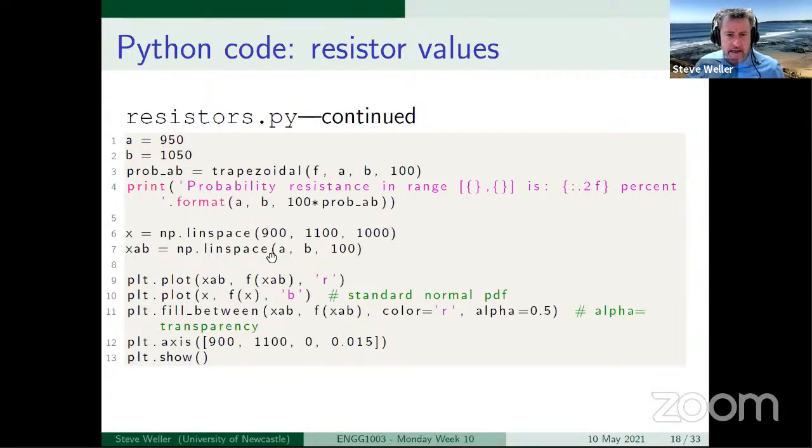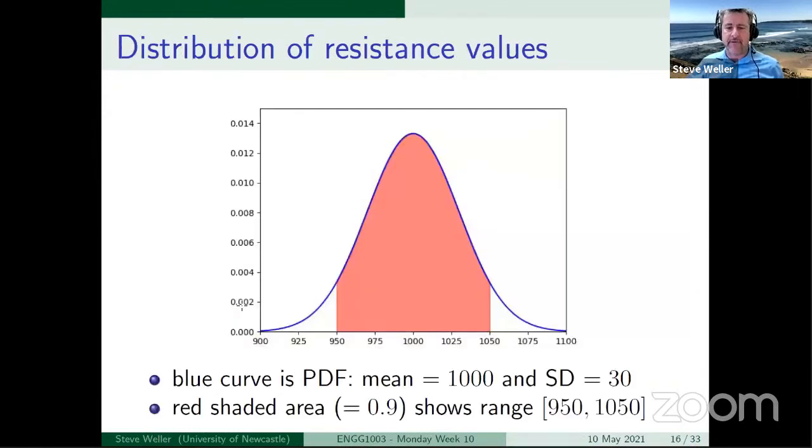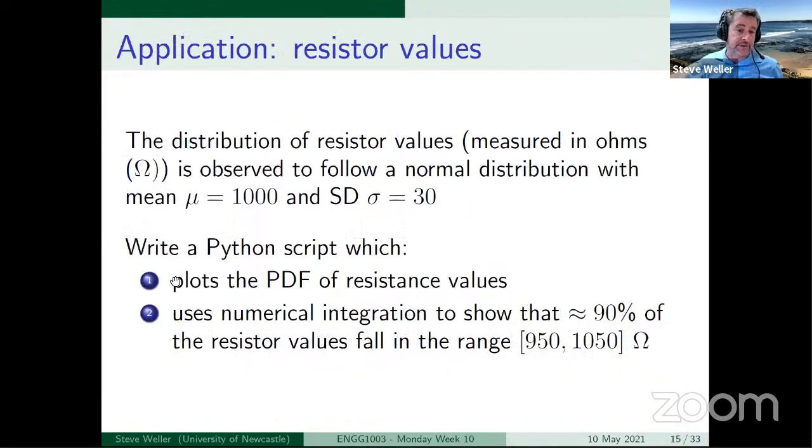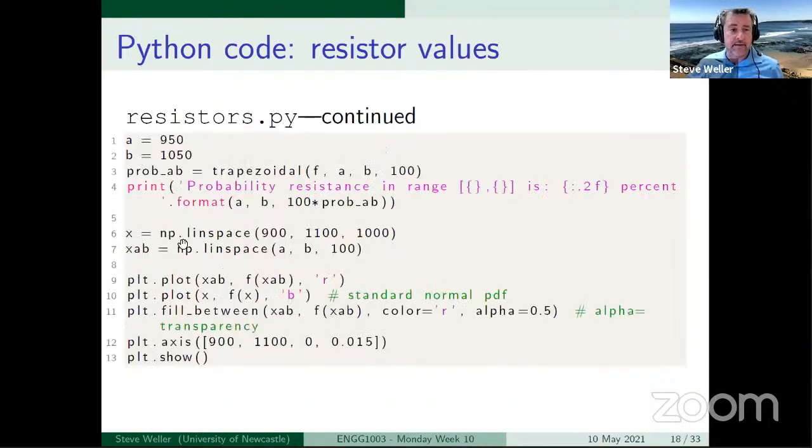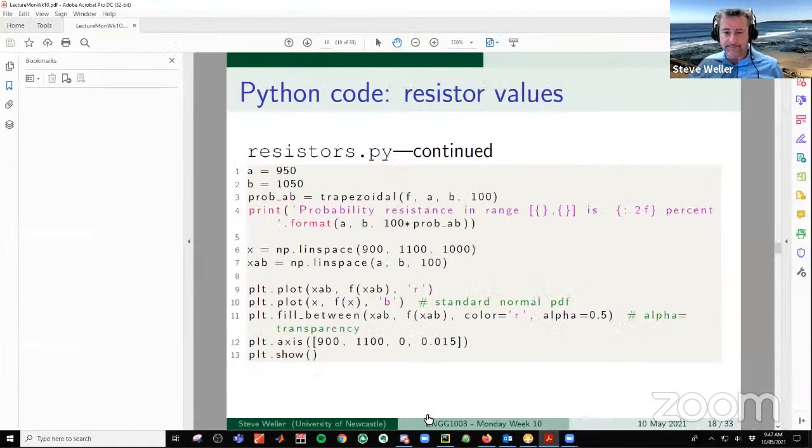And then in the rest of the code, we plot the function in lines 6 and 9. And then in lines 7 and 10, we plot the pink area under the shaded region. So the first answer to the first question is plot the PDF of the resistance values. That occurs in line 6, where we define the range of resistance values everywhere between 900 and 1100. In line 10, we plot the PDF. In lines 7 and 9, we plot the pink shaded region. So let's do that live now.